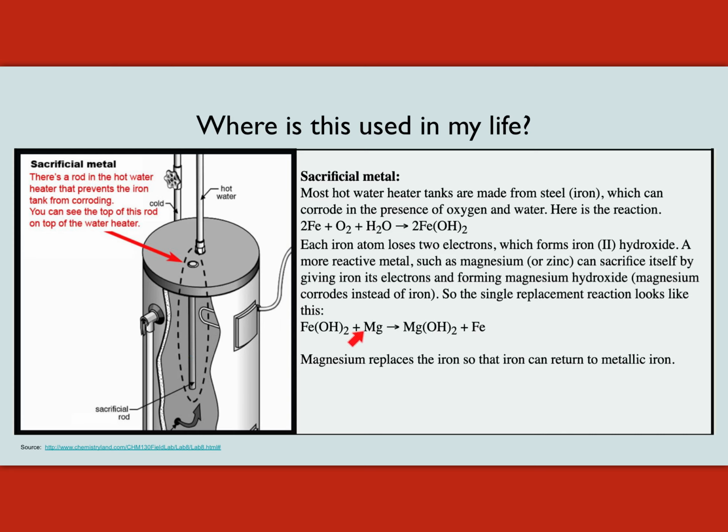What happens is, because magnesium is a more reactive metal than the iron, once that iron hydroxide forms, the magnesium will essentially replace the iron and donate its electrons back to the iron, and so the iron just becomes iron metal again. That sort of prevents that whole corrosion process from occurring and keeps your water heater running for much longer than it would otherwise.